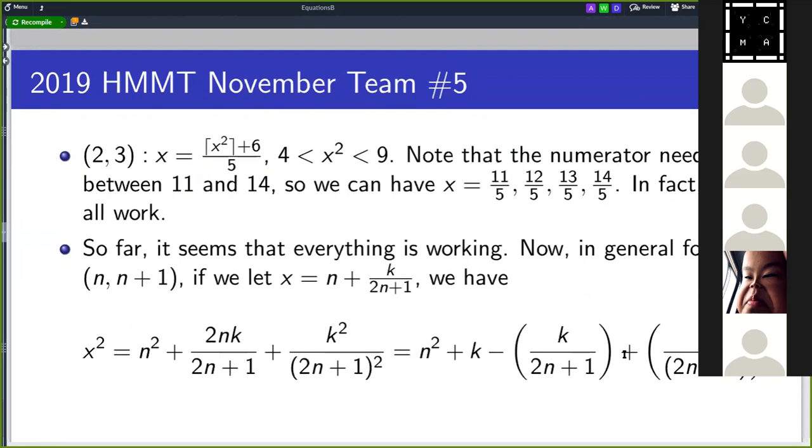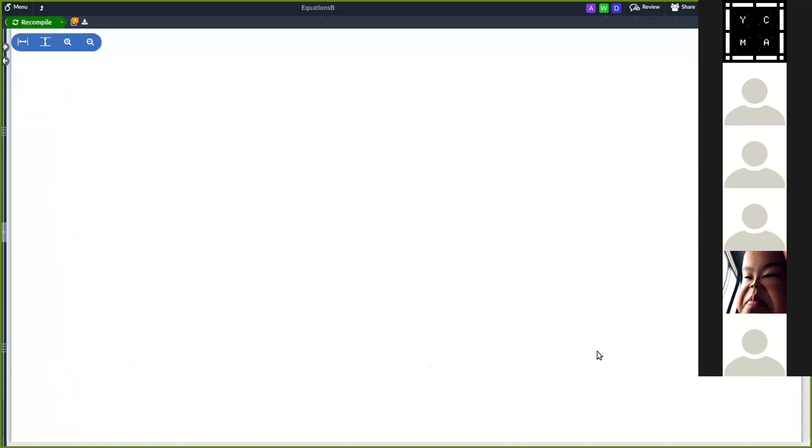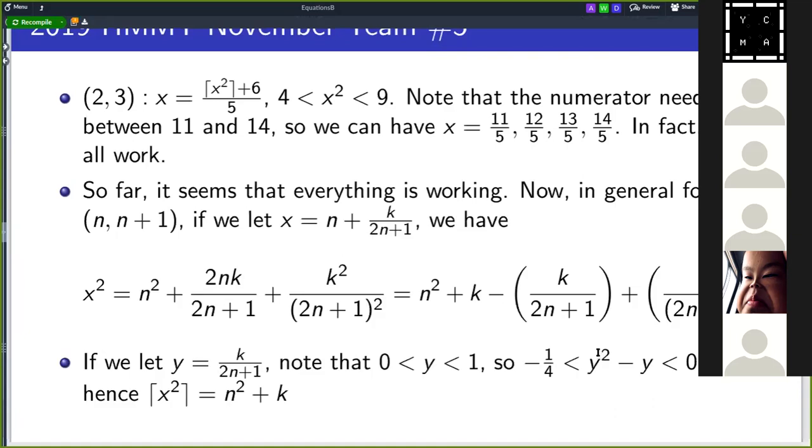So now we want to find the ceiling of this. Does anybody know what the ceiling of this nasty expression is? So I guess one thing we can do first is we see k over 2n plus 1 twice on the right. So what if we let y equals k over 2n plus 1? Note that y is between 0 and 1. So the right stuff is actually just y squared minus y. And it's not hard to see by whatever inequalities you want to use that y squared minus y, when y is between 0 and 1, is always between -1/4 and 0.